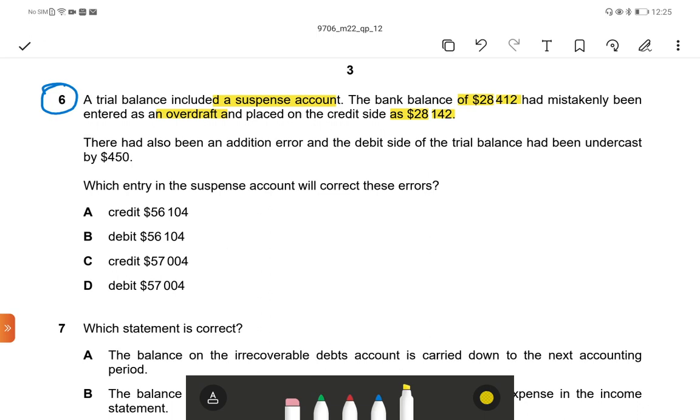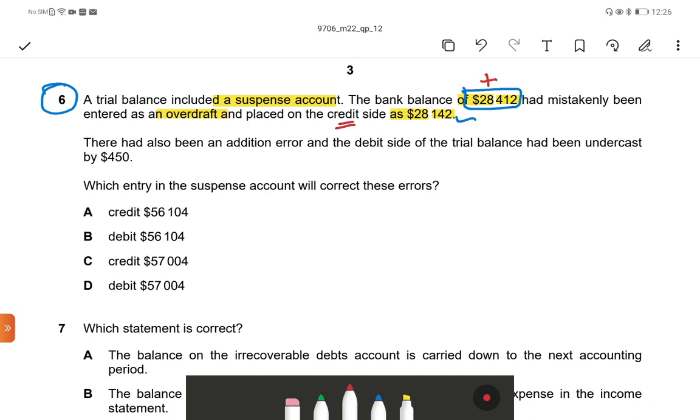Actually, they should enter 28,142 on the debit side. But by mistake, they entered the amount 28,142. So here, the mistake is we have to first remove this overdraft amount, and add our actual bank balance amount on the debit side. To remove bank overdraft from the credit side, we have to put it on the debit side of the trial balance, and the bank balance also we have to put it on the debit side.